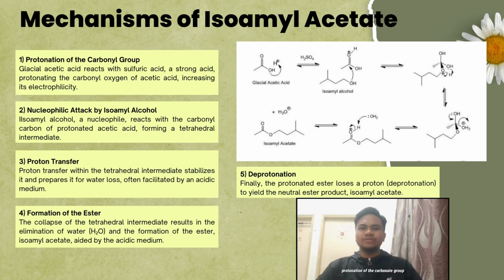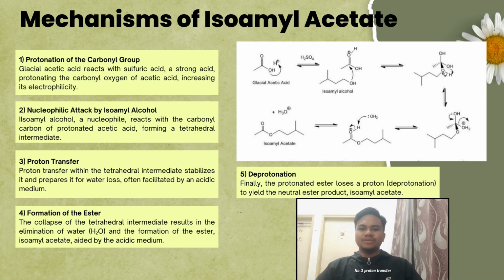Protonation of the carbonyl group: glacial acetic acid reacts with sulfuric acid, a strong acid, protonating the carbonyl oxygen of acetic acid, increasing its electrophilicity. Second, nucleophilic attack by isoamyl alcohol. Isoamyl alcohol, a nucleophile, reacts with the carbonyl carbon of protonated acetic acid, forming a tetrahedral intermediate.